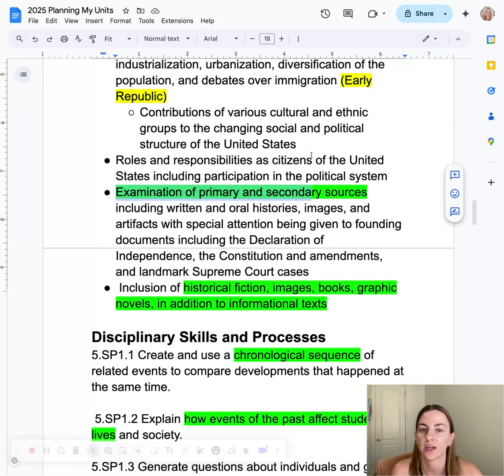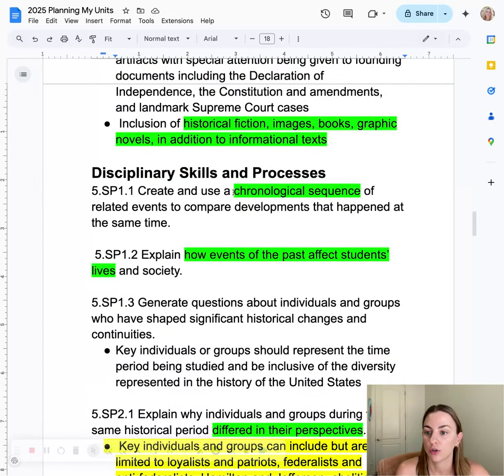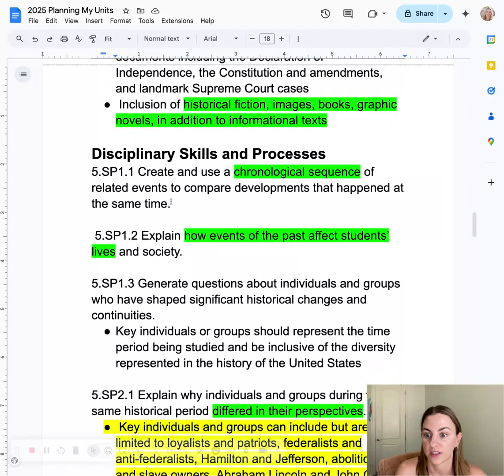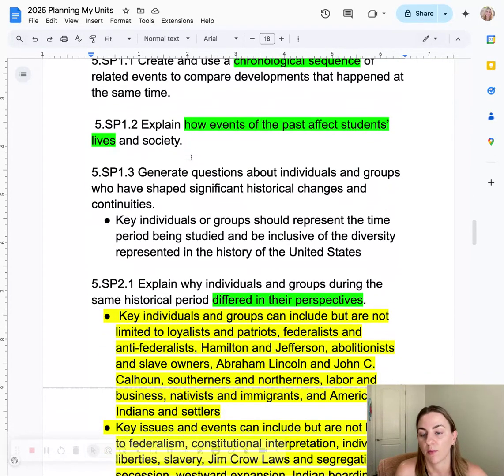So for example, you're teaching about the Civil War and Reconstruction through primary and secondary sources. Here's another one: inclusion of historical fiction, images, books, graphic novels, and informational text. So you're teaching about westward expansion through informational text, through graphic novels. And then these new Arizona state standards have a lot of skills listed, like create and use a chronological sequence of events, explain how events of the past affect students' lives and society.